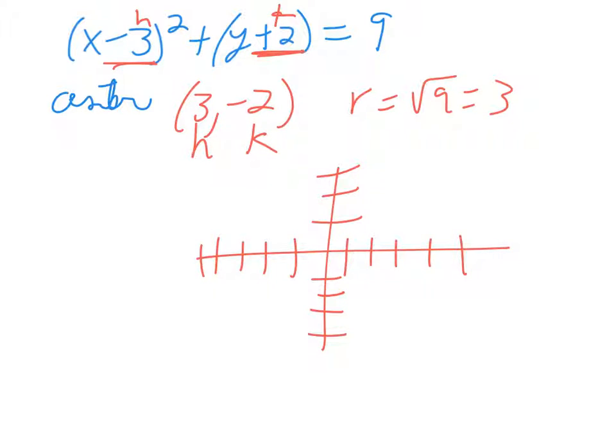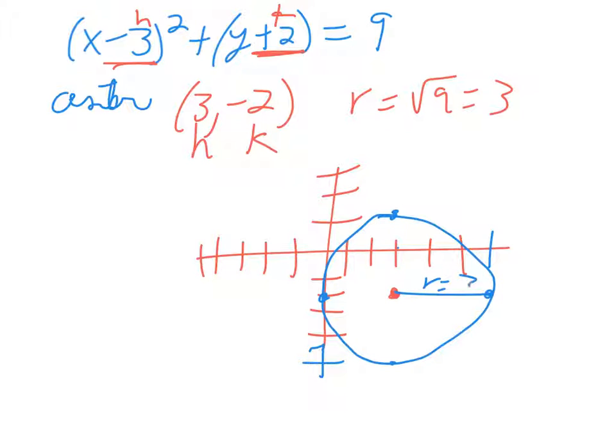So if I went there, go to 3, down to negative 2, and then our radius is 3, so go out 3, down 3, up 3, and left 3. And once again, connect those, and that's going to be our circle. And like I said, this is your radius, so no matter which way you go, it's going to be 3 units there.